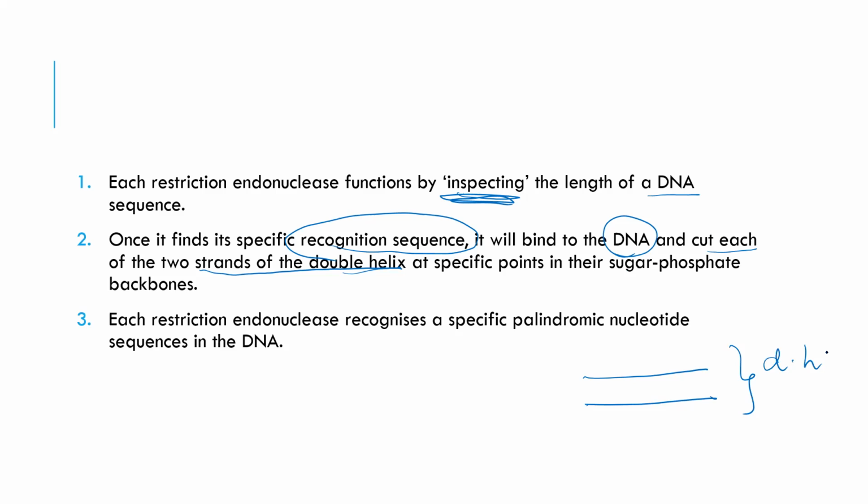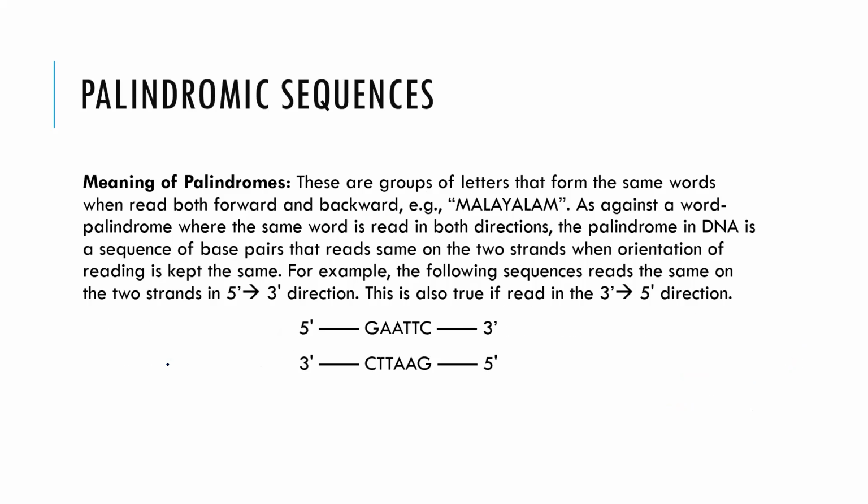So the two strands of the double helix are cut at specific points in the sugar phosphate backbones. Each restriction endonuclease recognizes a specific palindromic nucleotide sequence in the DNA. Let us look into palindromic. What is the meaning of palindromic?